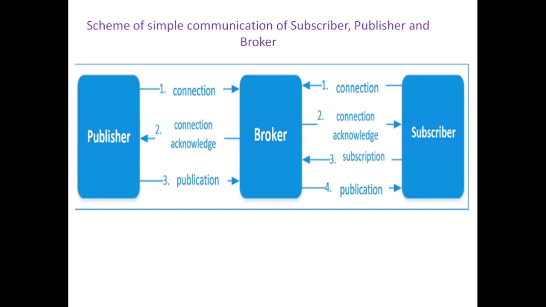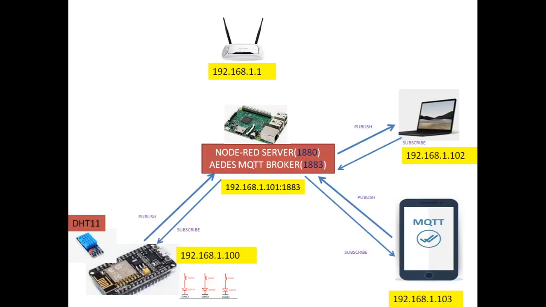So let's now see the process from the subscriber. The subscriber first creates a connection to the broker, and then the broker acknowledges the connection. When the connection is acknowledged, the subscriber now subscribes to the given topic of the broker. Then the broker can publish the data it has to the subscriber. It is very simple. So this is the simple experiment I did.